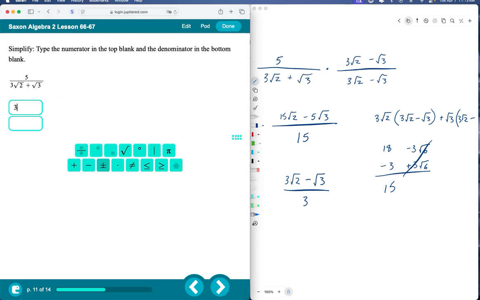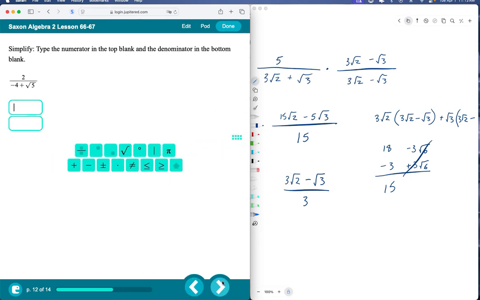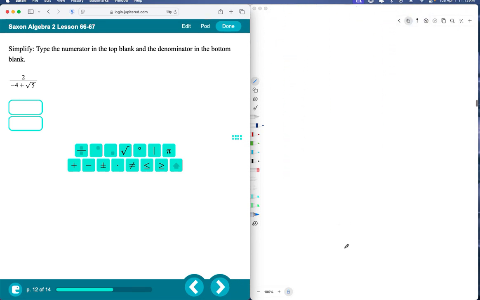So we have 3 square root of 2 minus square root of 3. And this would be 3. And that's correct. Same thing. All right, this one I want you to try by yourself first, and then press play. Press pause, do it by yourself, then press play and check your work, okay? So go ahead and pause.